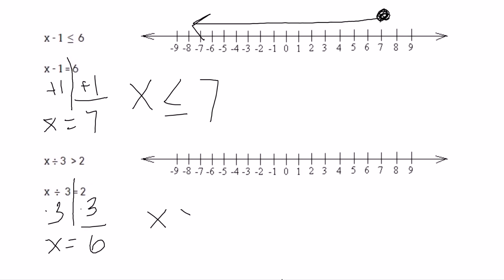Plug your inequality symbol back in. So x is greater than 6. I don't know why I just said 2. So put an open dot above 6. X is greater than, which means the arrow is going to be going this way because these are the numbers greater than 6.